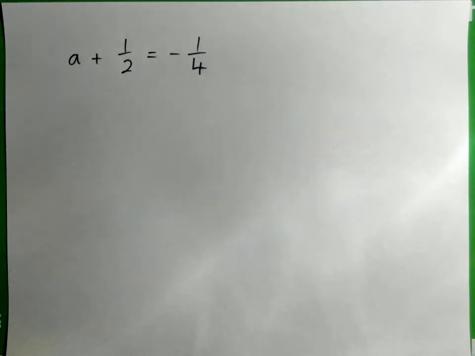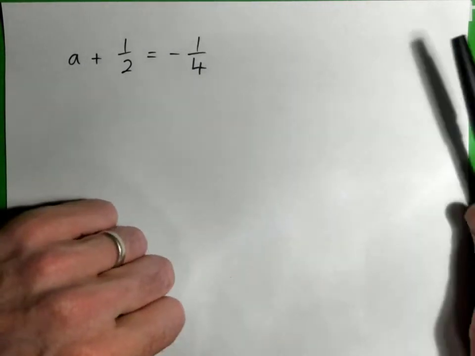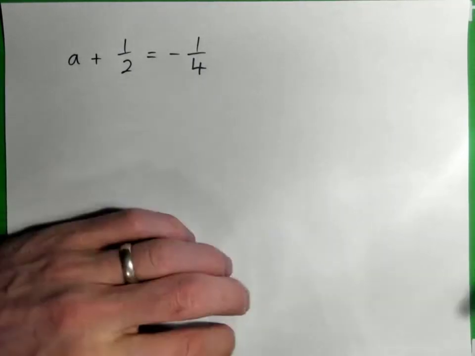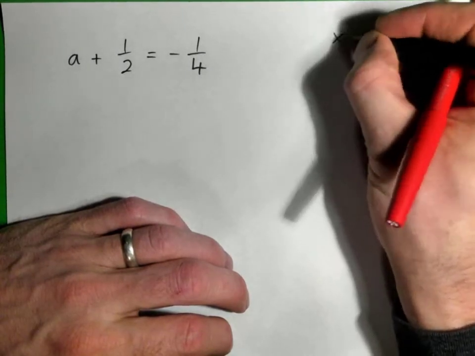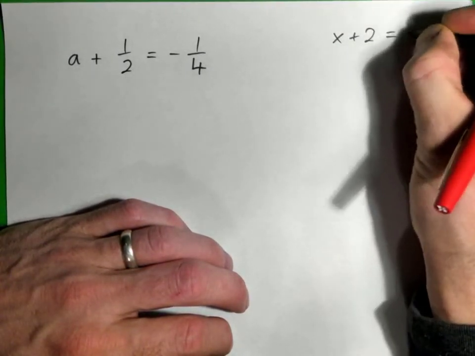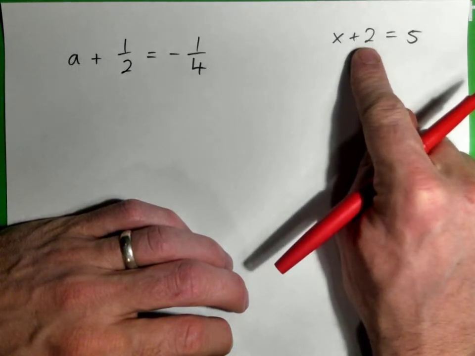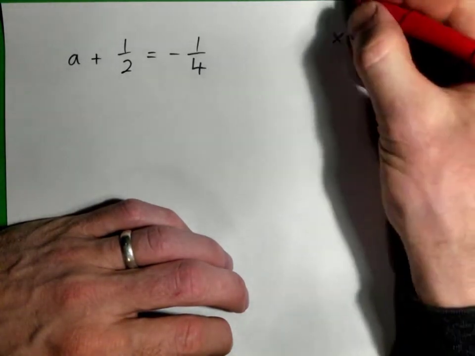So we've got a plus 1/2 equals negative a quarter. So we've got to solve this equation for a. We've got to get a by itself, right? And this is kind of like, let's say you had something like x plus 2 equals 5. By the way, what number added to 2 gives 5? Right, and so the answer would be 3. X would be 3, right?